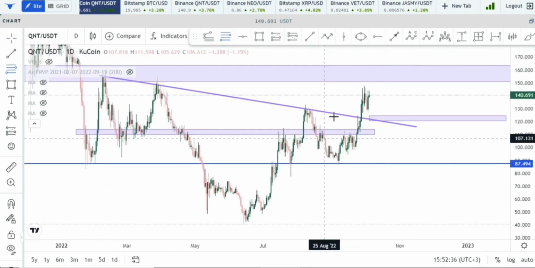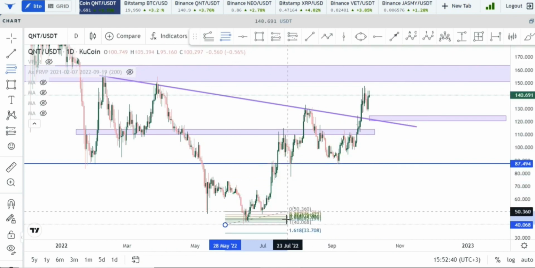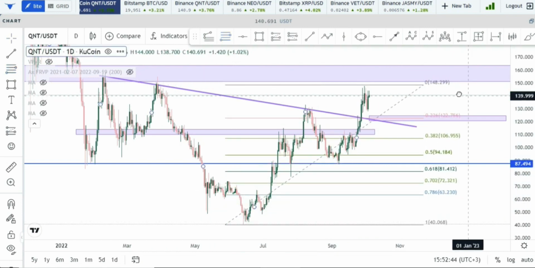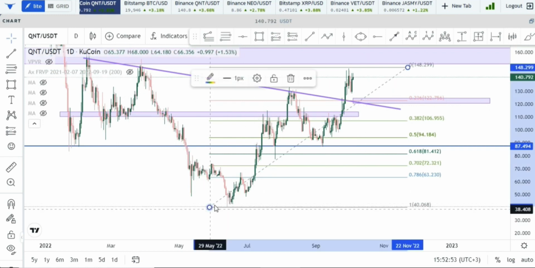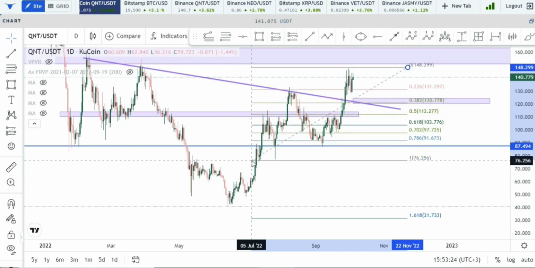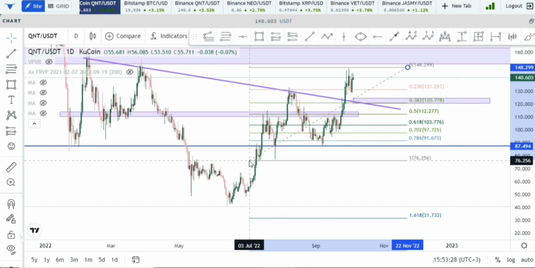Now when you also take a look at it from fib retracement levels, you can see that from the very bottom right here up until the top that we had, it's around 147. We also have this zone right here, which is the 0.236 retracement level. But the thing about this zone is, when you also take the fib from this high right here, you see there is confluence with the 0.236. There is also confluence with this right here, and that zone will be the 0.382 fib retracement level.